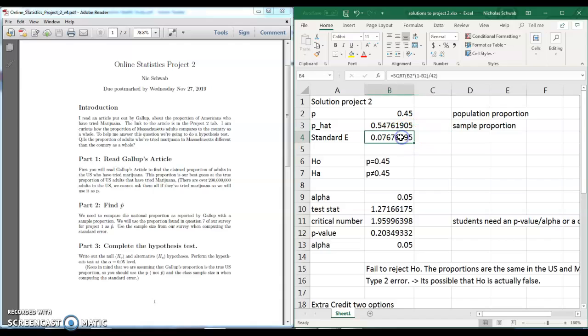Then we have our standard error. And our standard error is calculated in the normal way. We take our population proportion, which is this number, times the complement of it, 1 minus this number, right, divided by 42. Notice our standard error doesn't have this number in it at all. Our null hypothesis is that, let me type it out.